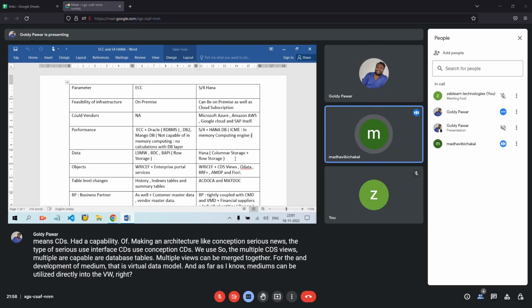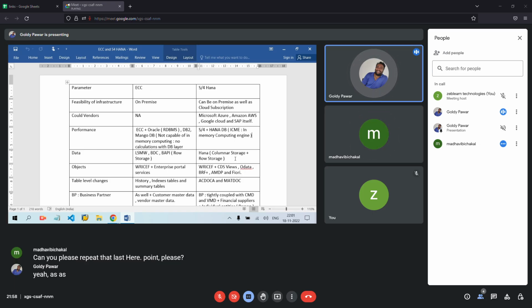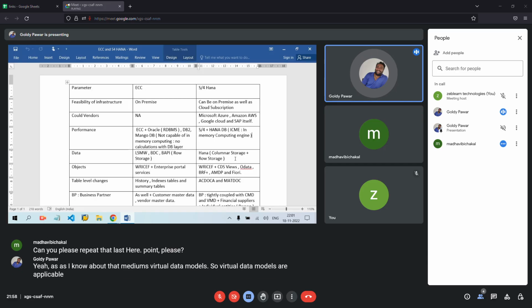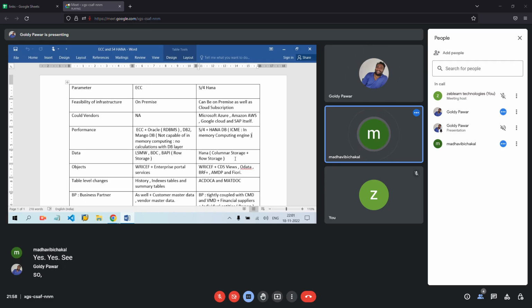Can you please repeat that last point? Yeah, I know about VDMs, virtual data models. So virtual data models are applicable in the BW engine as well, right? Yes, yes. That's actually what I was coming to.